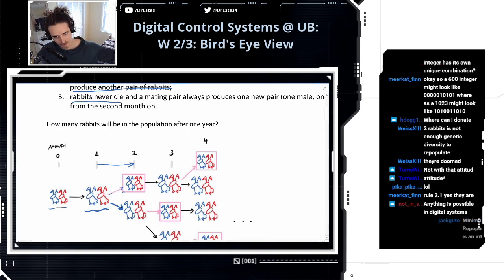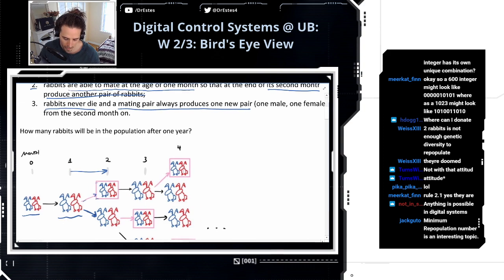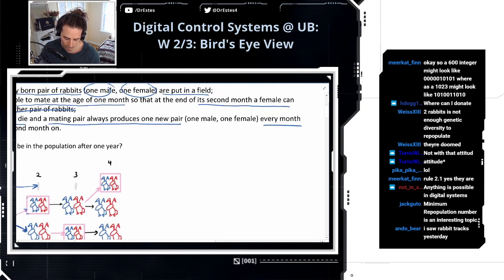You might have thought that rabbits die out in nature, that predators prey upon them, or maybe they die of old age or natural causes, but that's not the truth of the situation because they don't die. They never die, and further, they always continue to mate, no matter how old they get. So the mating pair is always producing one new pair every month.